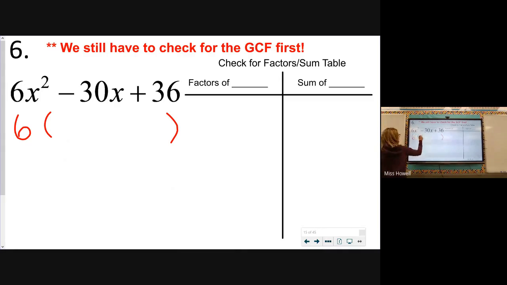All right, left over would be x squared. Negative 30 divided by 6 would give us minus 5x, and 36 divided by 6 would give us a 6. This 6 is a factor, and it's done.